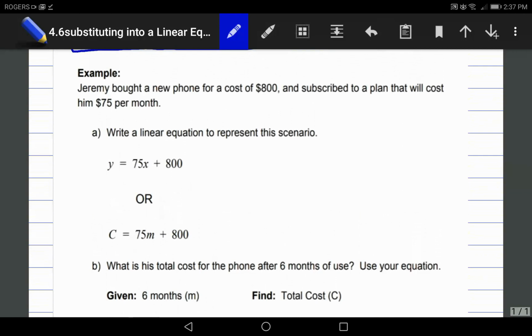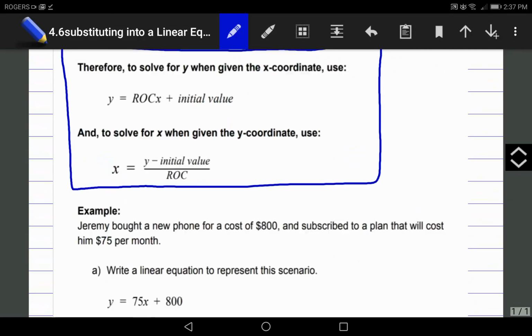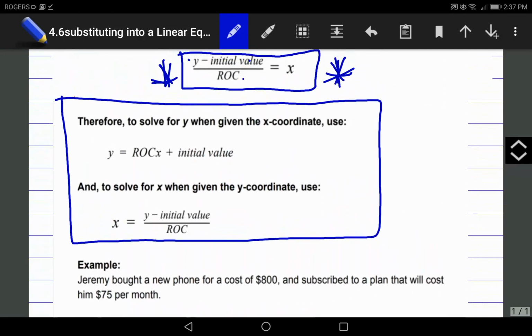Okay, so Jeremy bought a new phone for a cost of $800 and subscribed to a plan that will cost him $75 per month. Okay, $75 per month. Right away, and actually before we even get to all this other stuff, let's write down the information that we know here. We know that the initial value is what? $800. It's the initial value that he paid for the phone.